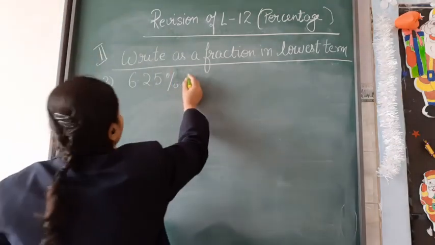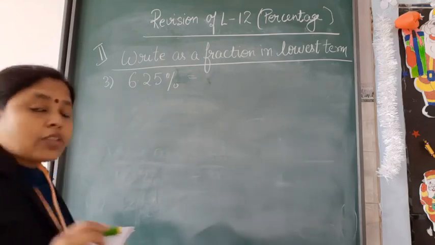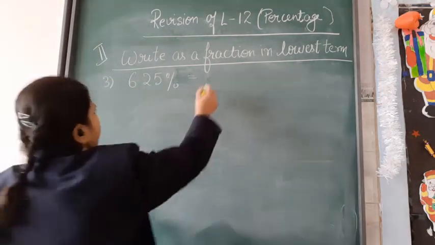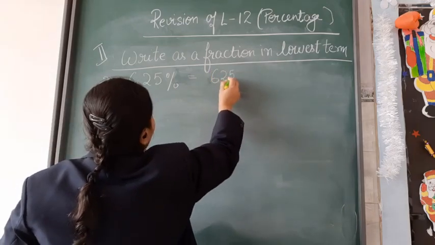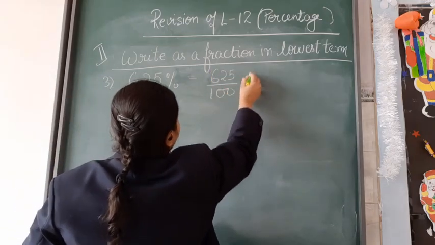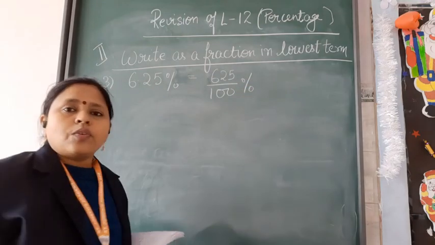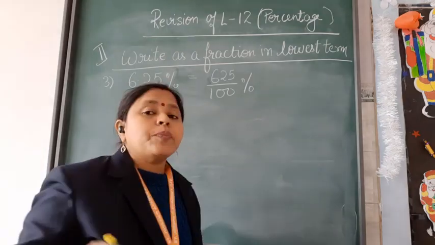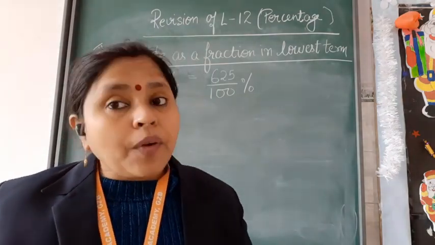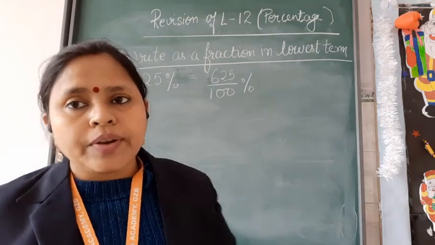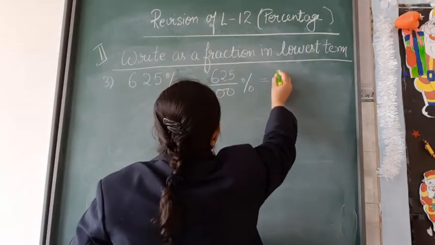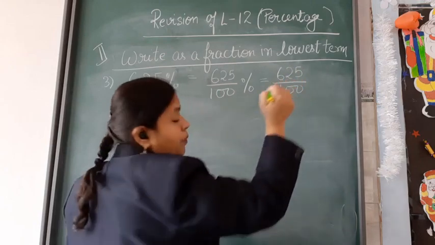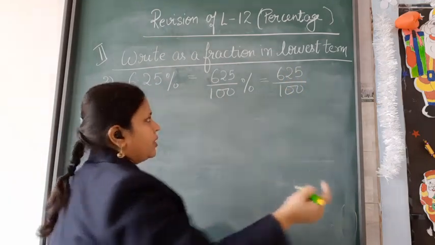So how will you do it? Let us see. First you have to change this decimal fraction into a common fraction. So it will be 625 upon 100%, right? Now children, what else will you do? This is percent, it means 625 upon 100 out of 100, right? Percentage means out of 100. And out of 100 means divided by 100. So you will divide 625 upon 100 by 100.